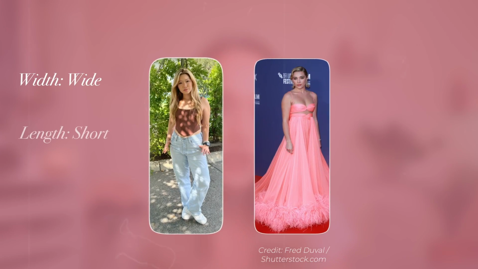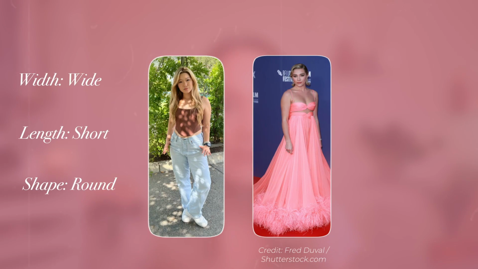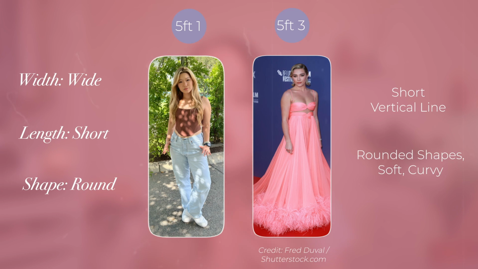The wide, short and round body type, this type has width in their frame, so they have broad shoulders, a wide upper body, a blunt bone structure, they have a short vertical line, which means they look short, they are short, and they also have rounded shapes in their frame, so they have a soft, curvy feel. This type most obviously fits into soft natural, but you might also see soft gamines here, or potentially even romantics.